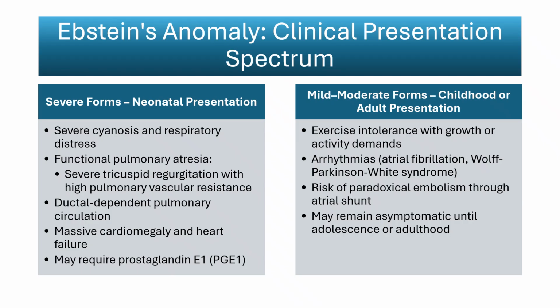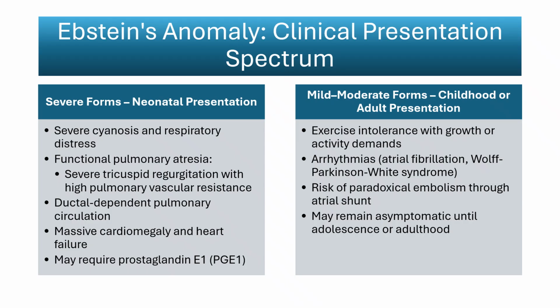Massive cardiomegaly may be evident on exam and imaging, with signs of right-sided heart failure, including hepatomegaly and poor perfusion. Milder forms manifest later in childhood or adulthood. Exercise intolerance is common, reflecting limited forward cardiac output. Arrhythmias emerge as a major feature, particularly atrial fibrillation and tachyarrhythmias associated with Wolff-Parkinson-White pathways.